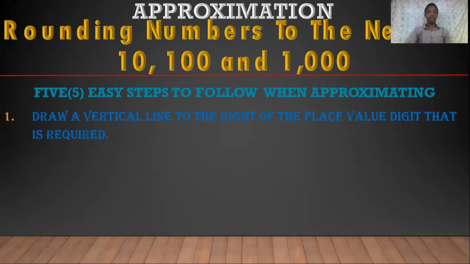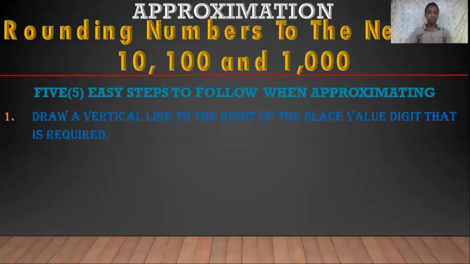The first one is that you draw a vertical line to the right of the place value digit that is required. What does this long sentence mean? It means when they give you a particular place value to approximate or round off to, assuming they say the nearest tens, nearest 100 for instance, I will locate where my 100 place value is. You have your units, your tens, your 100. I'll get where my 100 place value is, and I will draw a line to the right of that number. Again, look where your place value is, then draw a line to the right of that required place value.